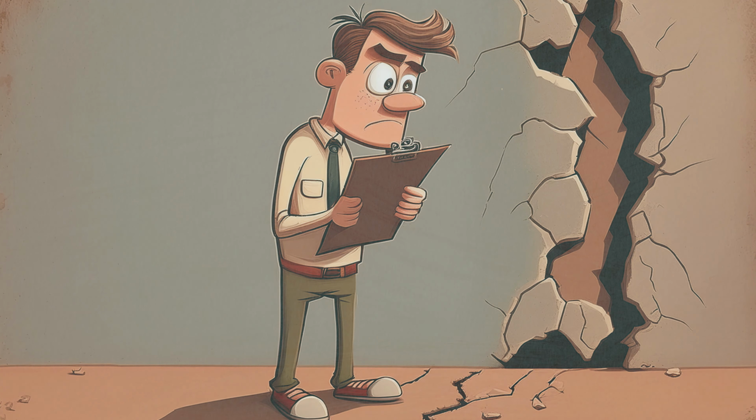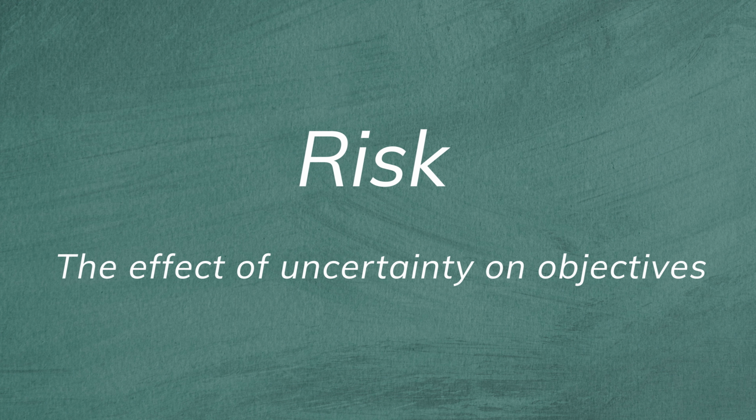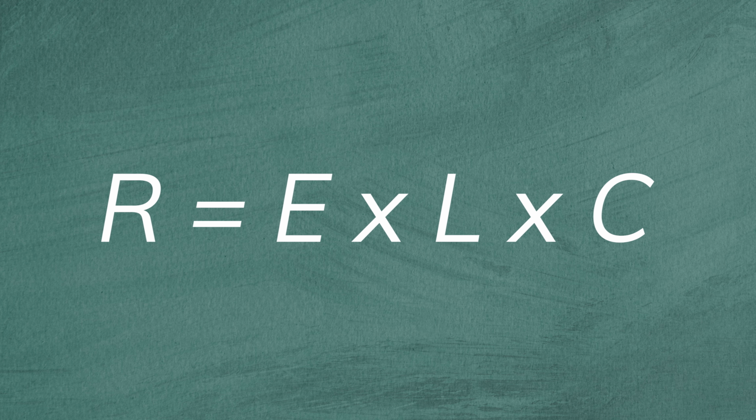So, how do we define risk? ISO defines risk as the effect of uncertainty on objectives. Effect correlates with vulnerability, and uncertainty is equivalent to likelihood of an event. In our work, we translate ISO's definition of risk into an equation that we use in most of our risk analysis. R is equal to E times L times C.